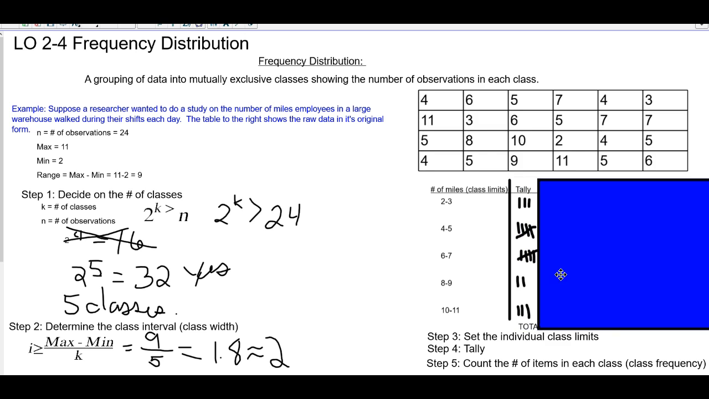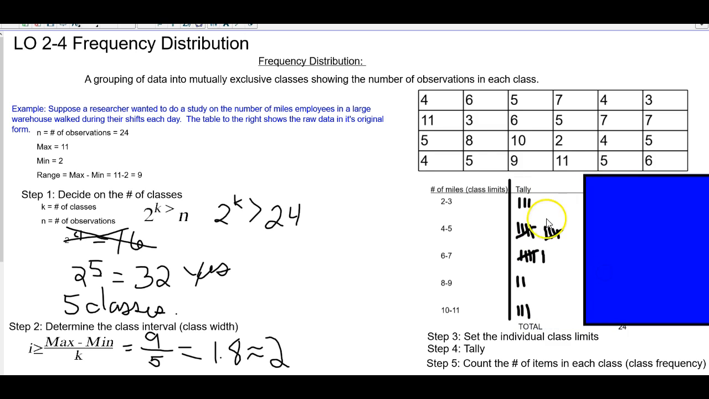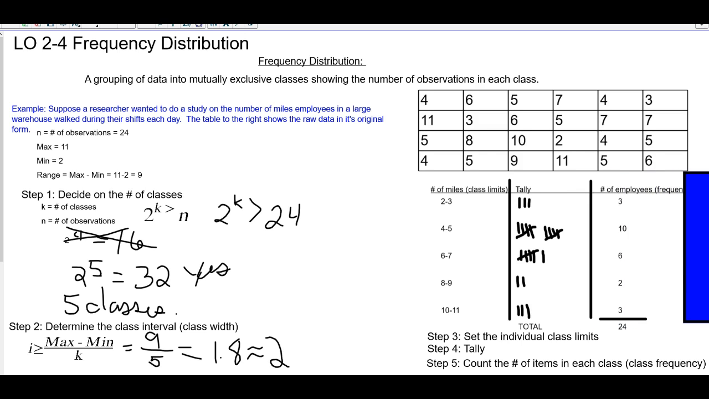Step 4 then is tallying. So I've already done that. I've gone through and I've tallied. We have 1, 2, 3 people that walk between 2 to 3 miles a day on their shift. And I did that for the rest. Step 5 is to count the number of items in each class that you've tallied and put them over here in our number of employees or the frequency. And then remember at the end, we talked about making sure that you're adding all these up to verify that you've used every piece of data that has been given to you. And that is how you create the frequency distribution.